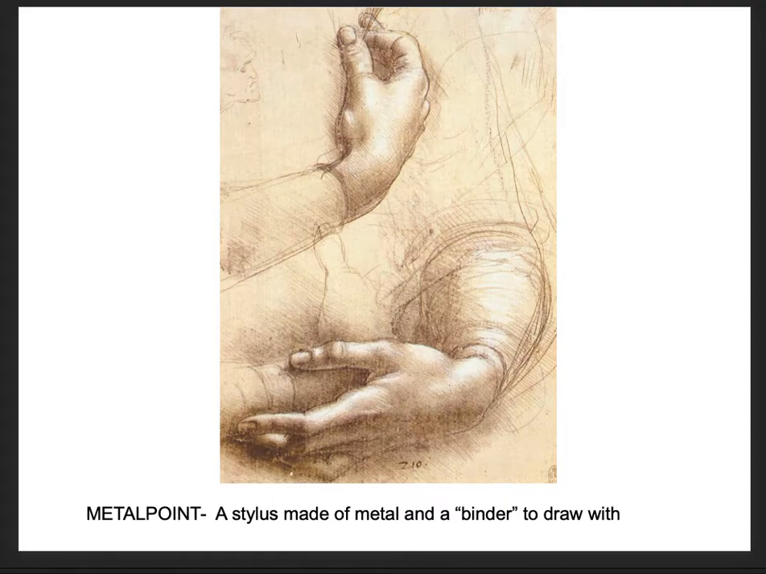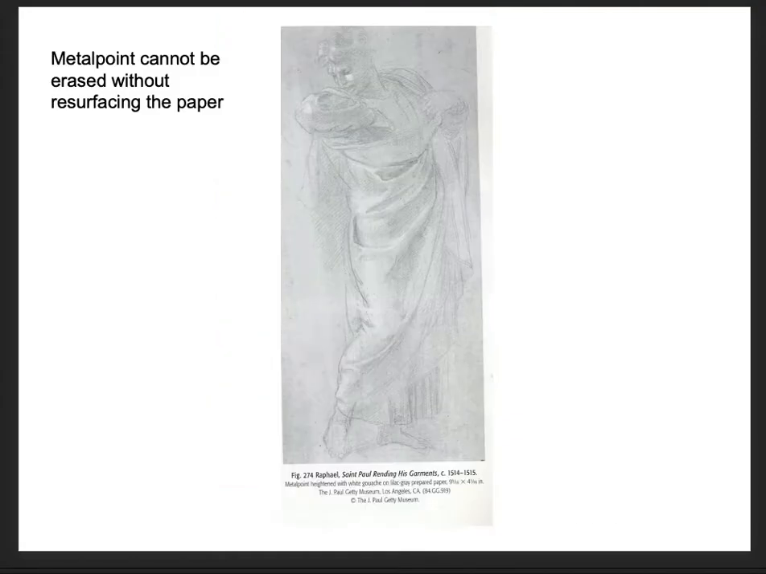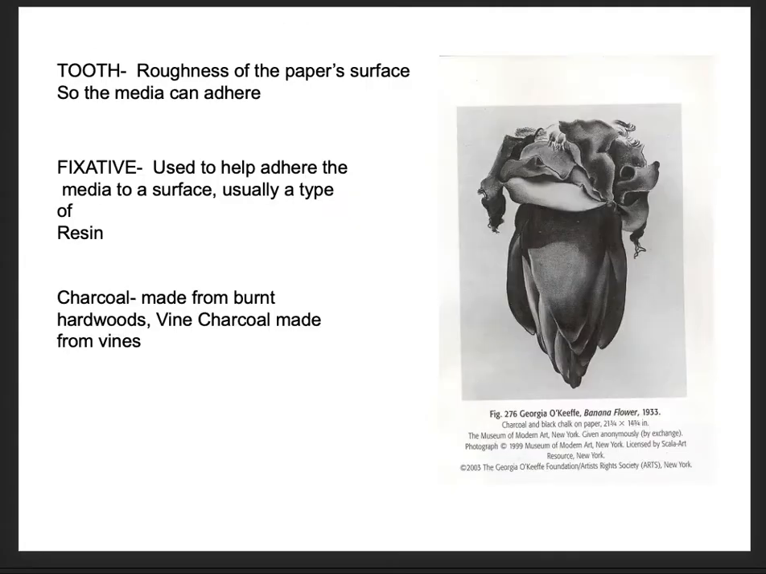You can do it with gold, you can do it with silver, you can do it with copper, you can do it with a coin if you wanted to. It can't be erased, though. It has to be sanded down and regessoed. So you've got to be really confident. And then, of course, tooth. We know what tooth is, which is the surface of the paper.